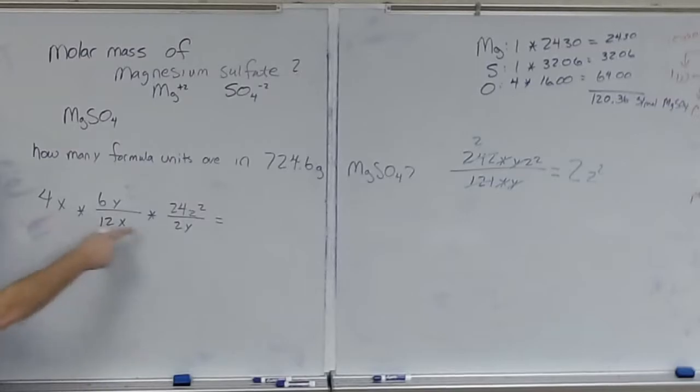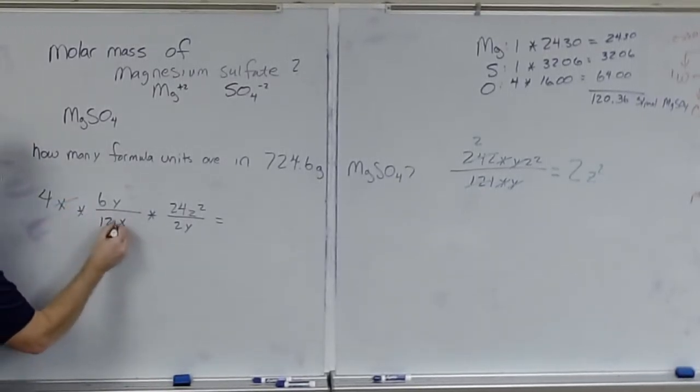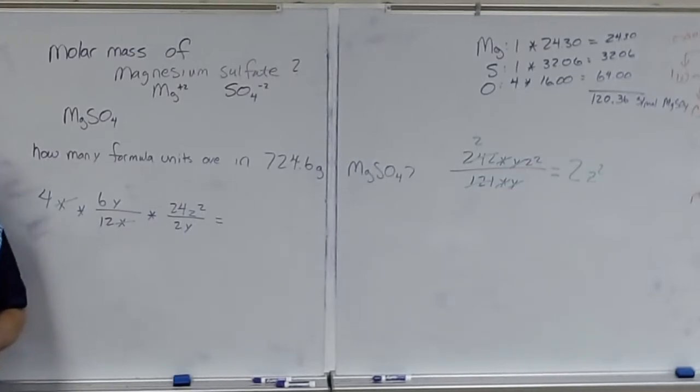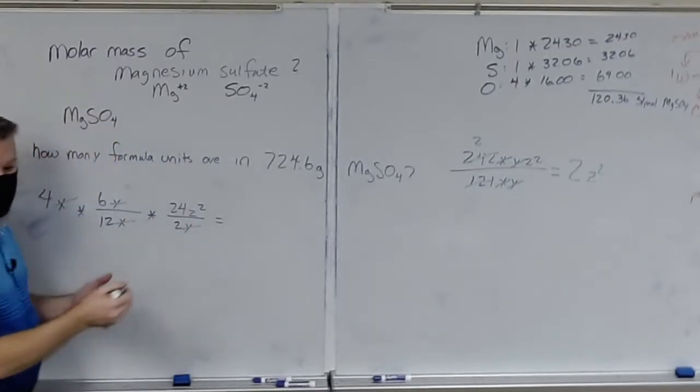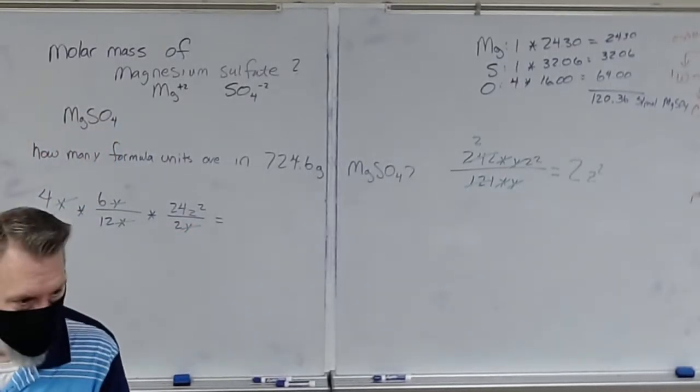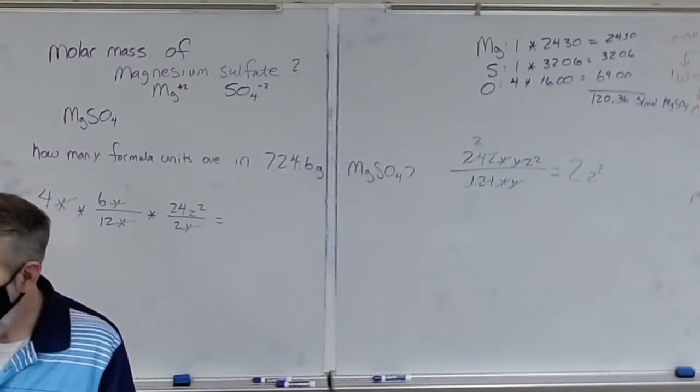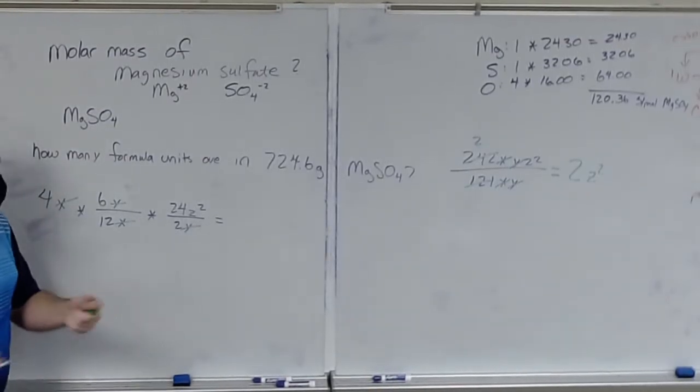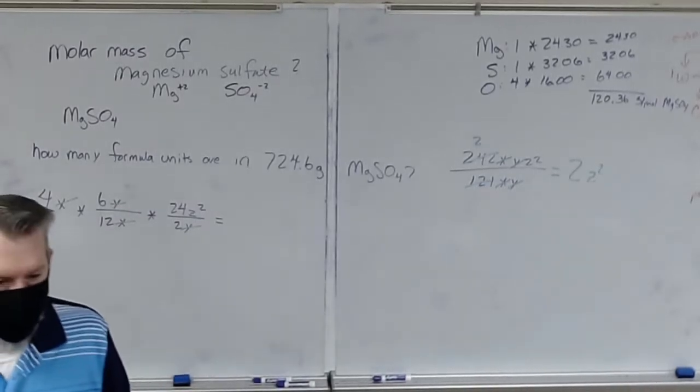If I look here, there's some things I can simplify. Let's start with the simplest, the easiest. The x. I got an x on top and an x on bottom. I can get rid of that. What's something else I can get rid of? I can get rid of the y. When I get done with that, what's my only variable? I'm going to have z squared, right? That's going to be it. I'm not going to have to deal with any x's. I'm not going to have to deal with any y's.